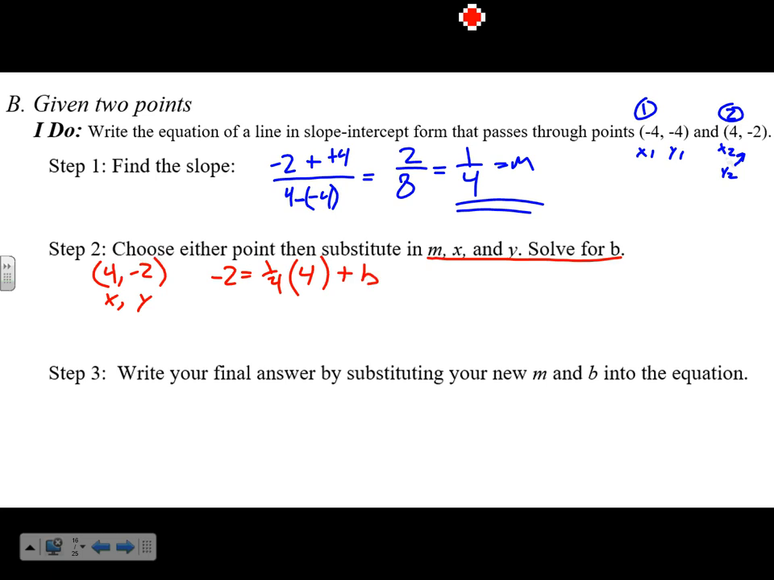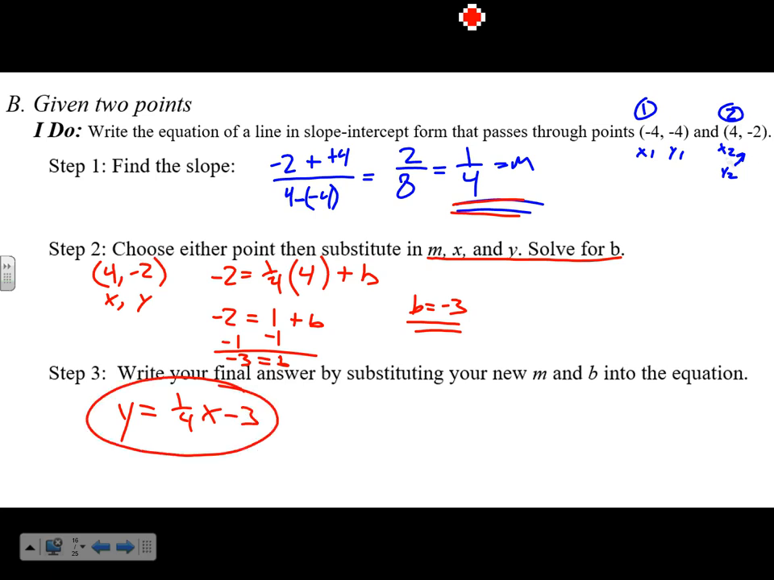So once you have this, now you can solve for your y-intercept. So that's -2 is equal to 1/4 times 4 is 1, plus b, minus 1. So I get -3 is equal to b. So my y-intercept is -3. And now you substitute it in again with your slope and your y-intercept. So we have y is equal to 1/4 x minus 3. So that's one way to do this problem.